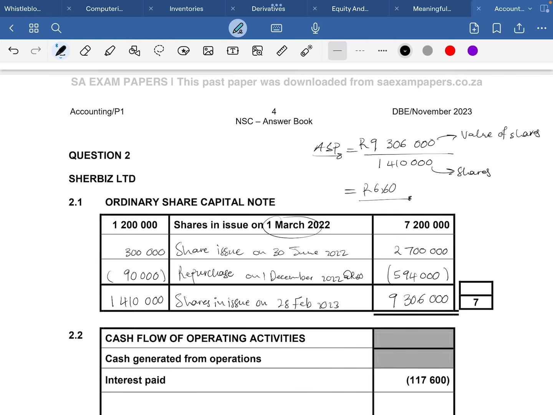Okay, so remember that I got the average share price at the end. I just wanted to see how much was one share after we have done the repurchase of shares, because remember that we do a repurchase of shares at average share price. We record it on average share price only on the ordinary share capital note, and then on the retained earnings, you know that we only record the extra amount that we have paid over and above our average share price.